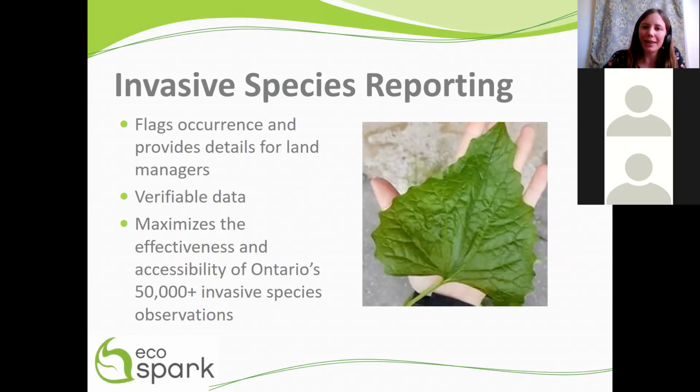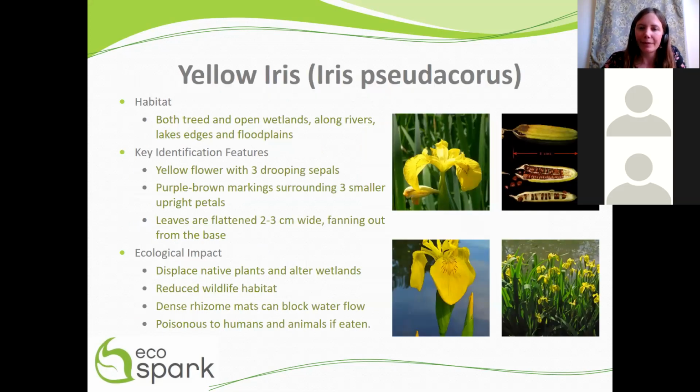For example, this is a photo that was shared with me by York Regional Forestry staff, and it's a giant garlic mustard. This is the biggest leaf I've ever seen. And we wouldn't have that kind of comparison or information if people didn't take the time to submit information. Ontario has more than 50,000 invasive species observations. So this tool really helps to get a handle on the reports across the province.